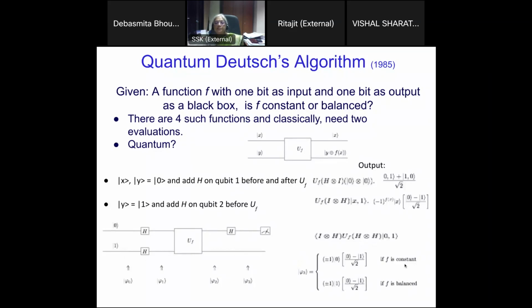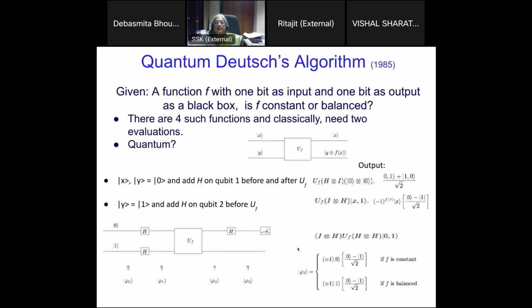So if F is constant, actually what you will get on the top qubit is always a 0, which I was not getting over here. And if F is balanced, then of course I will definitely not get a 0. Okay, I'm just measuring the top qubit. So if I get a 0 on the measurement, then I can definitely say that F is constant, and I'm doing only a constant number of operations, okay, instead of 2 to the n minus 1 plus 1.